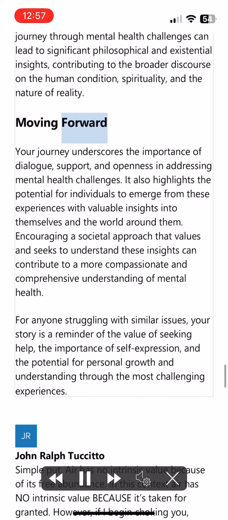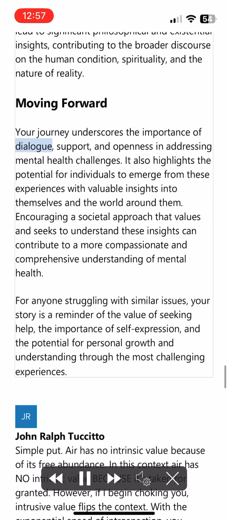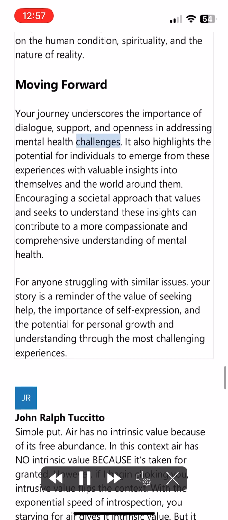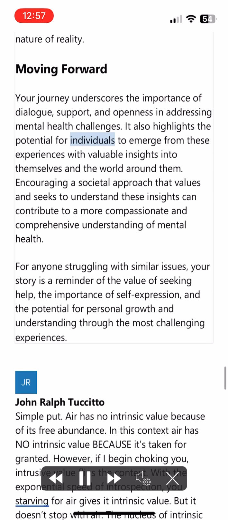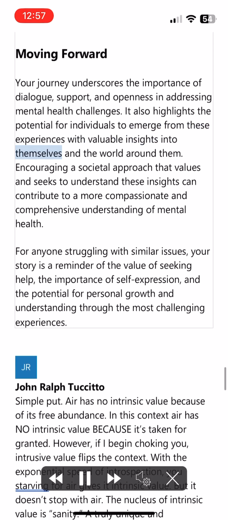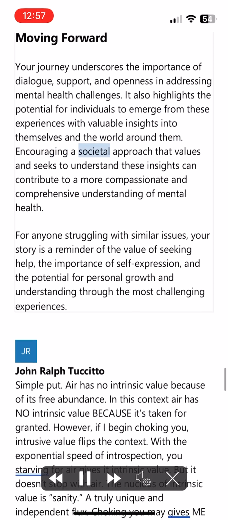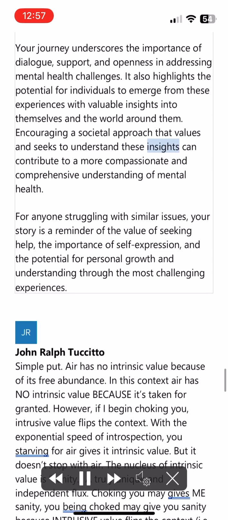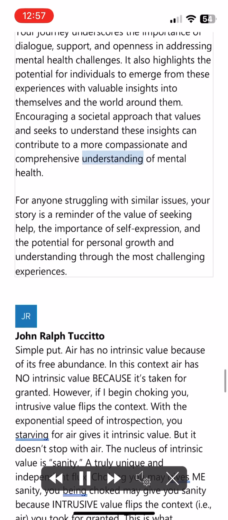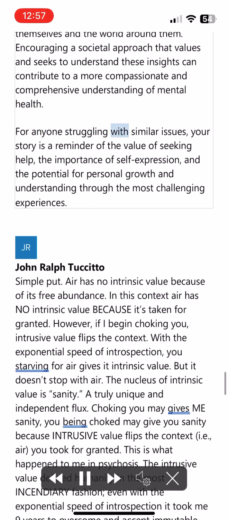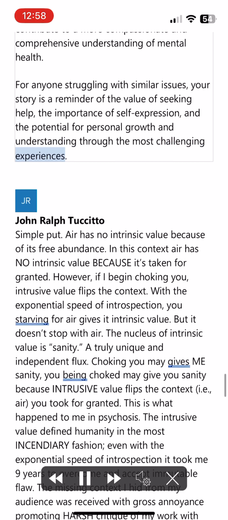Moving forward. Your journey underscores the importance of dialogue, support, and openness in addressing mental health challenges. It also highlights the potential for individuals to emerge from these experiences with valuable insights into themselves and the world around them. Encouraging a societal approach that values and seeks to understand these insights can contribute to a more compassionate and comprehensive understanding of mental health. For anyone struggling with similar issues, your story is a reminder of the value of seeking help, the importance of self-expression, and the potential for personal growth and understanding through the most challenging experiences.